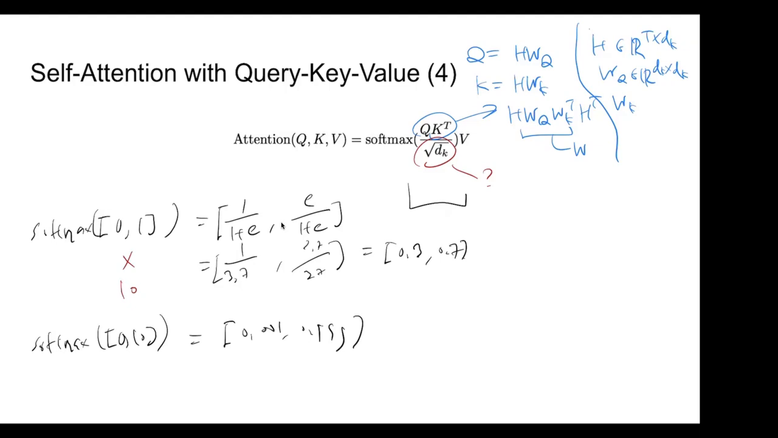So the point is, when we're applying softmax, we don't want the scale to be large. But we know that the scale will be large if dk is big, because when dk is big, your inner product, your matrix multiplication, has a higher probability to be big statistically. It has a higher variance, basically.